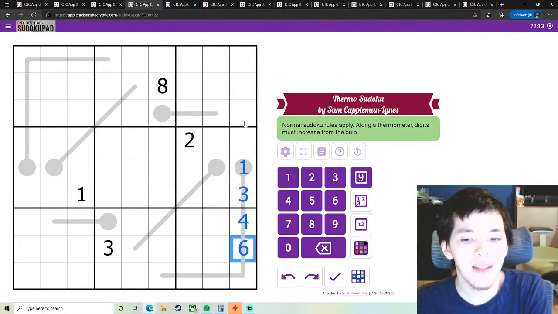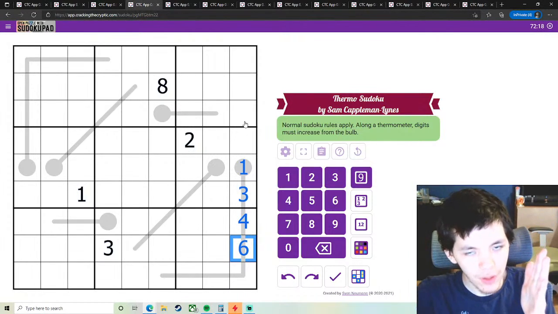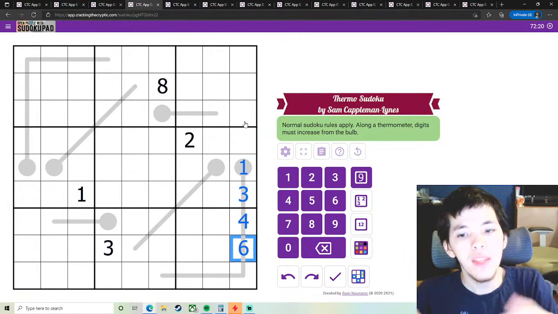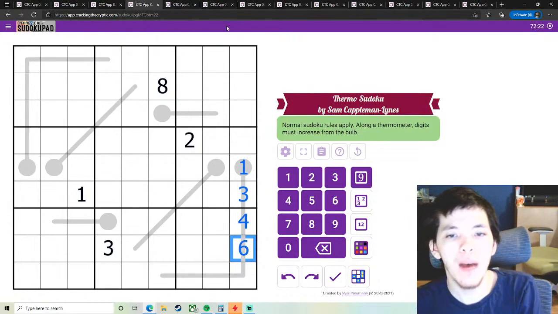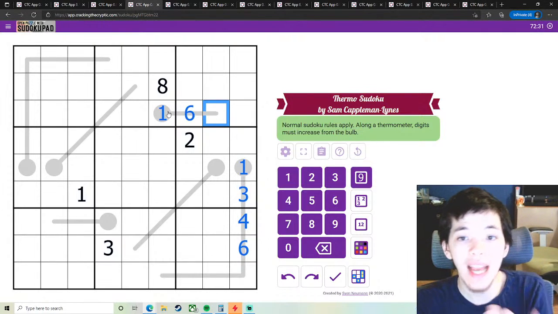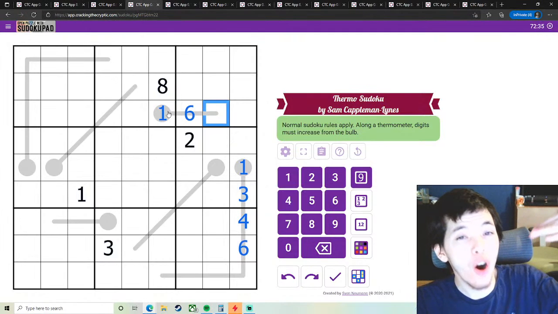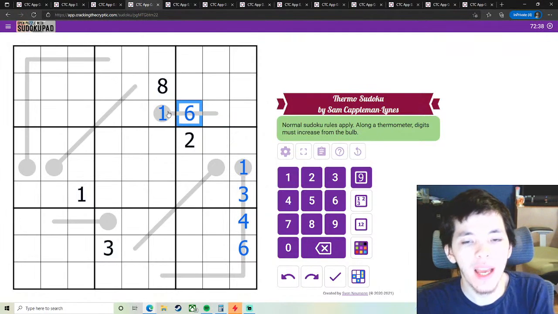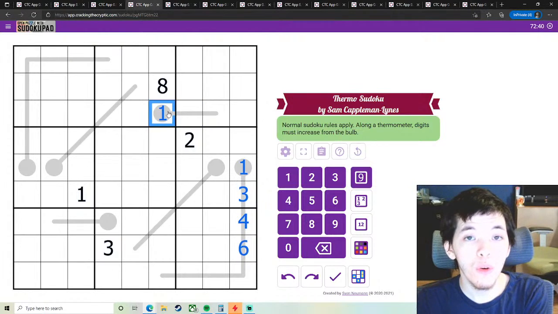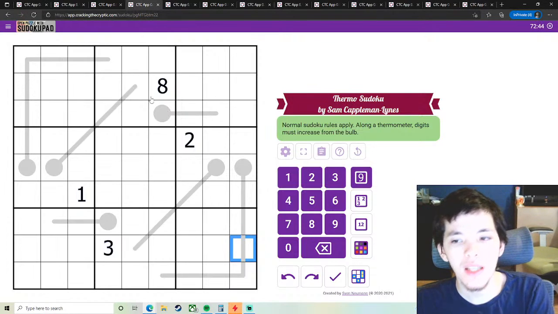This could be a 6. They don't have to be 1, 2, 3, 4. They don't have to increase one after the next, like 1, 2, 3, 4, 5. They can increase in higher ranges. So instead of putting a 1 and then having to put a 2, I could put a 6. And instead of having to put a 7, the very next number, I could put an 8 or a 9. So long as it increases at all, you're satisfying the thermostat rule. So that's Thermo Sudoku, which is a different, unique type.